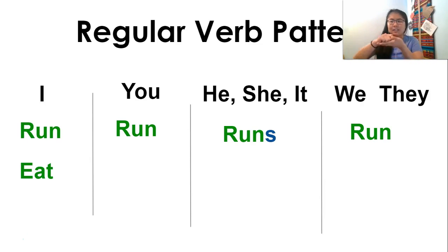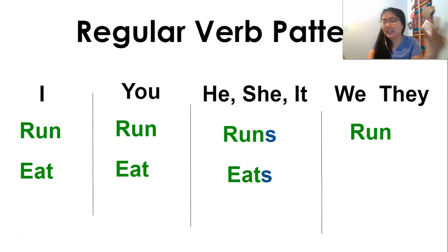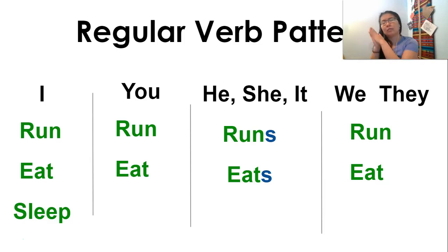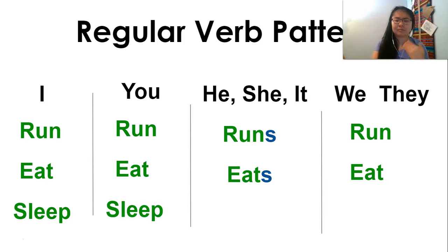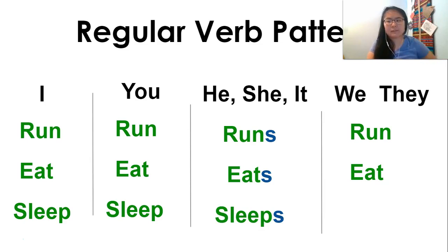Moving on. This is, right, eat. I eat, you eat, she eats. We eat, right? We eat together. Another example of a regular verb. Sleep, right? I sleep. You sleep. You can probably guess what this next one is. I'll give you a moment to think. He or she or it sleeps. Very good. And then we sleep.